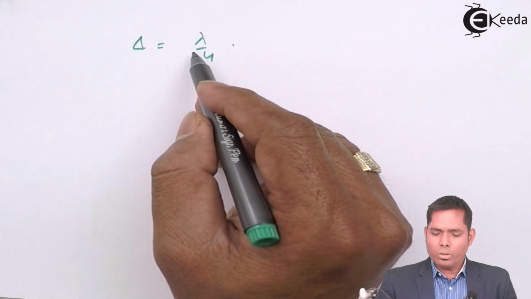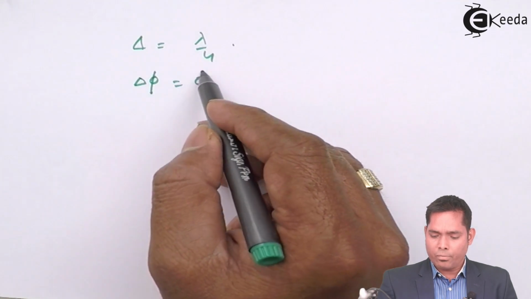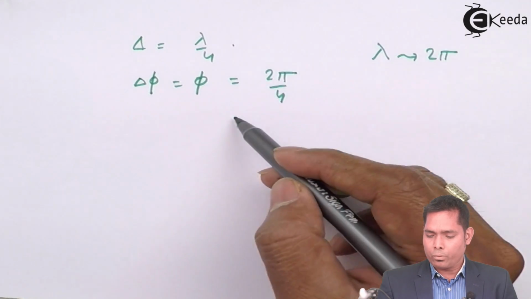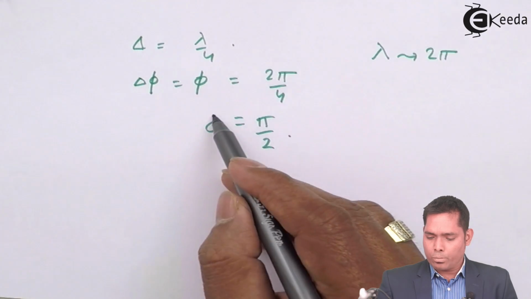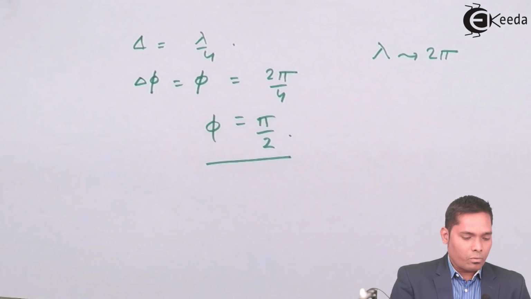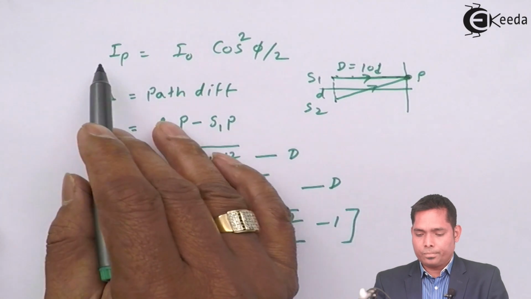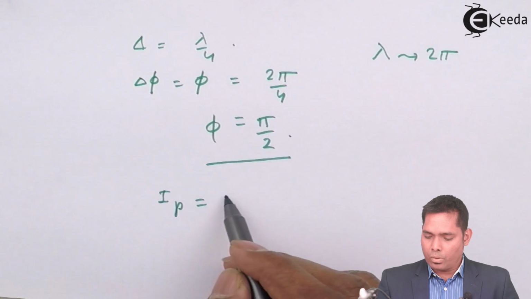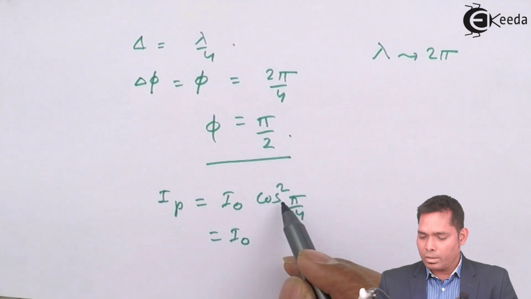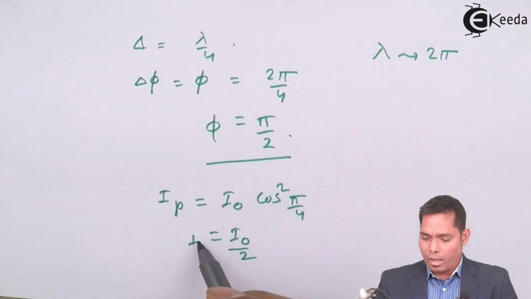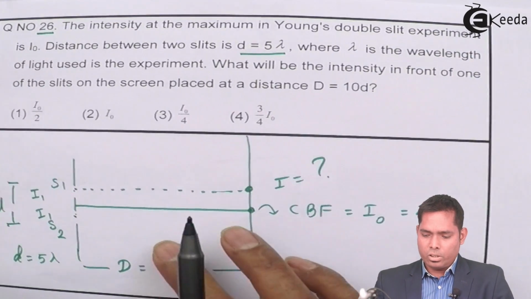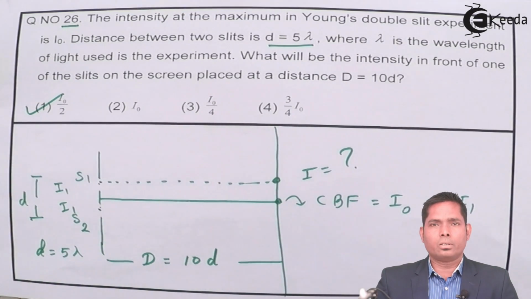When you have path difference lambda by 4, the phase difference phi equals 2 pi by 4, because a path difference of lambda corresponds to a phase difference of 2 pi. So phi equals pi by 2. This has to be placed in the original equation we got. So IP equals I naught cos square phi by 2, that is pi by 4, which is I naught cos square of pi by 4. Cos of pi by 4 is 1 by root 2, and its square is 1 by 2. So IP is I naught by 2. This is the right answer to this question. Okay, thank you.